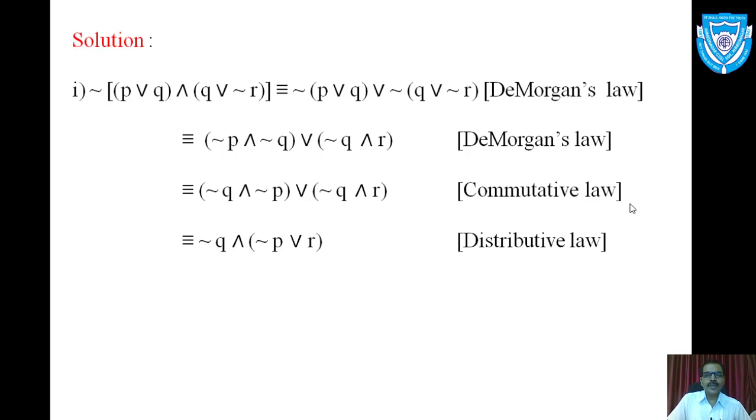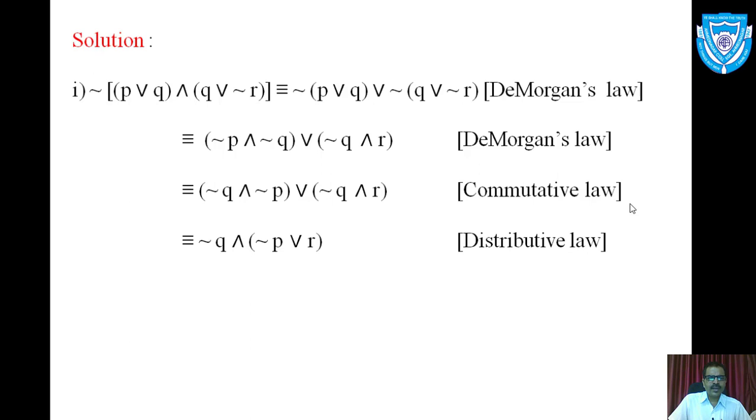Again, in the first bracket, negation of P or Q, you can use De Morgan law. It becomes negation of P and negation of Q. Or for the second bracket, again use the De Morgan law. It becomes negation of Q and negation of R. But we know that double negation of any simple statement is the statement itself. So we are getting negation of R as R only.